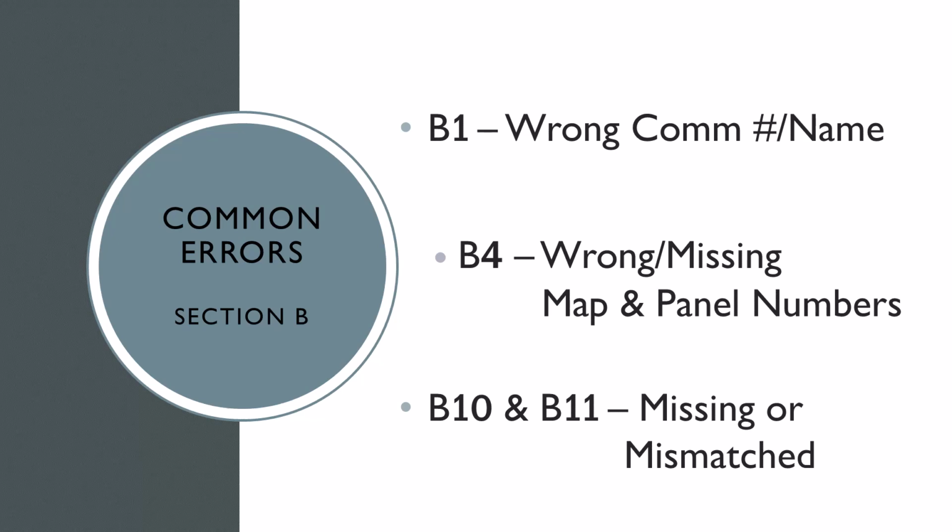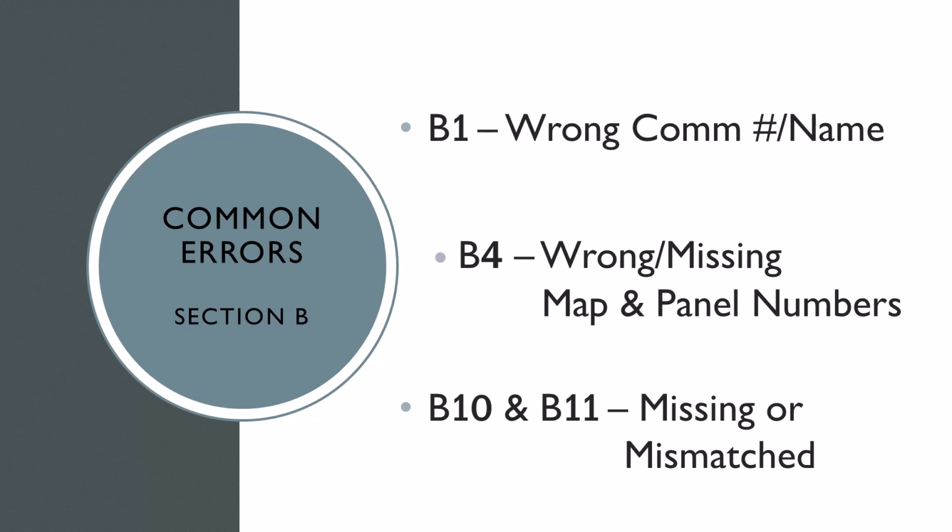And lastly, not filling out B10 and/or B11 seems to be fairly typical. Or one might be marked while the other is left blank. Another issue is that the datum in B11 does not match with the datum in C2. We'll talk more about that in our next video when we cover sections C and D.